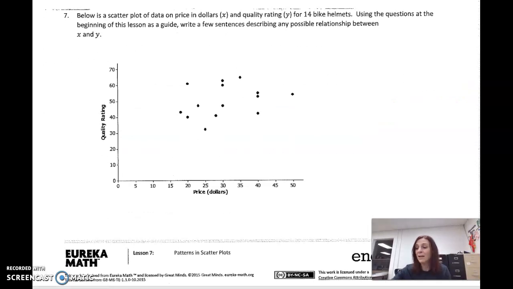Okay, so let's look at the next example. Below is a scatter plot of data on price in dollars and quality rating for 14 bikes. Using the questions again, write a few sentences. Step back, look at the big picture. As our price is increasing, is our quality rating going up, going down, curving? Nothing. It just kind of appears to be all over the place, right? I'm struggling to see any type of relationship.